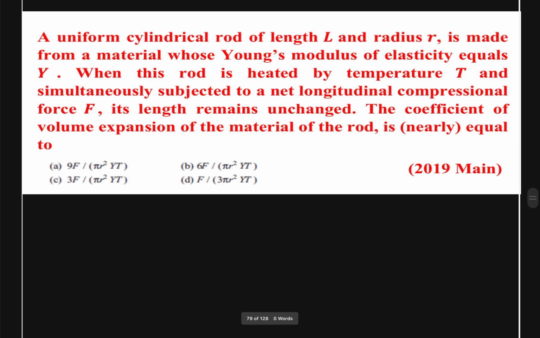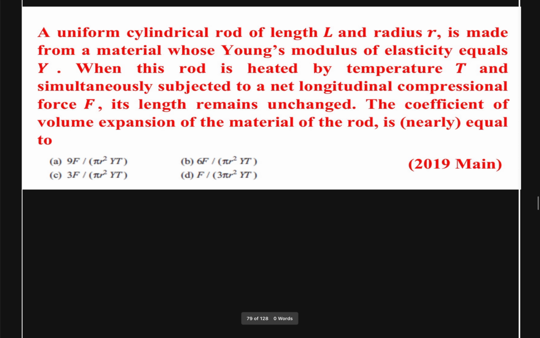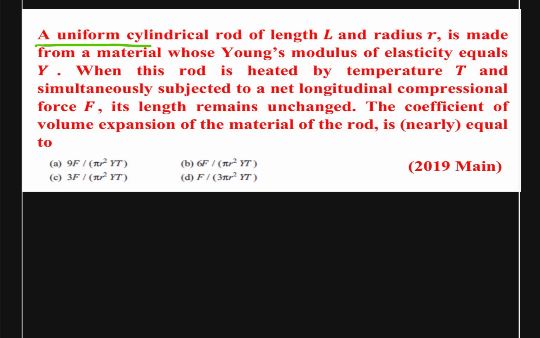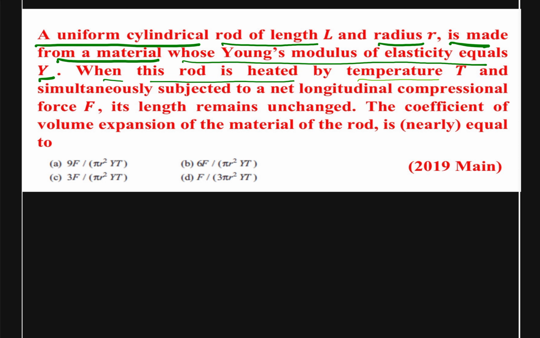It states that a uniform cylindrical rod of length L and radius R is made from a material whose Young's modulus of elasticity equals Y. When this rod is heated by temperature T and simultaneously subjected to a net longitudinal compressional force F, its length remains unchanged. The coefficient of volume expansion of the metal of the rod is nearly equal to.